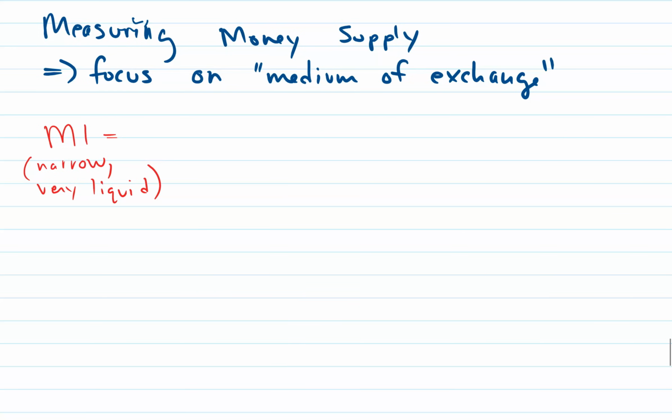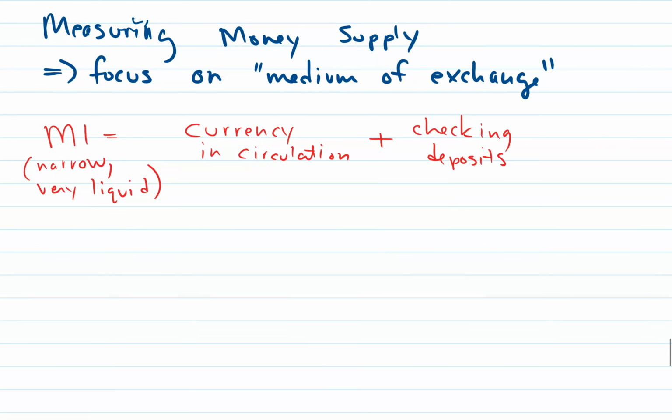The first one we have is currency, and it has to be in circulation. When I say in circulation, I mean it's not inside of a bank or the Federal Reserve. It's in the economy. It's in somebody's house, it's in a business, but it's not in a bank. The second one is checking deposits, the value of all the checking accounts in the economy.